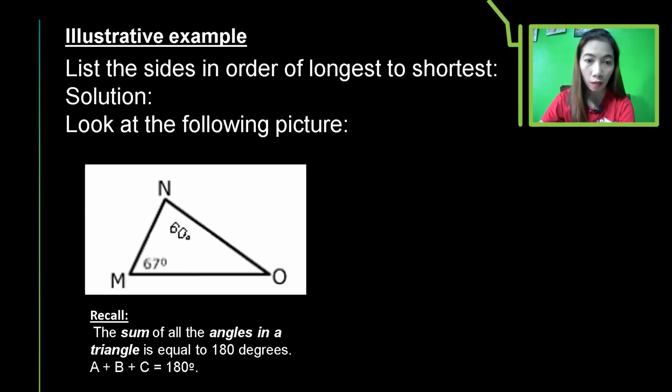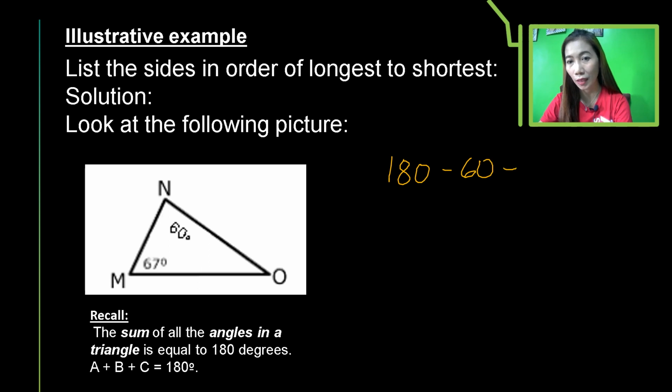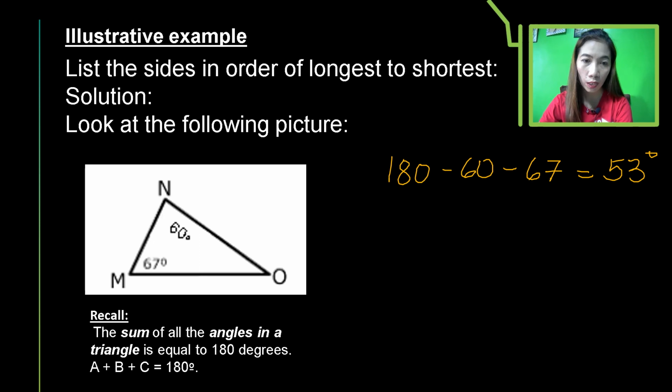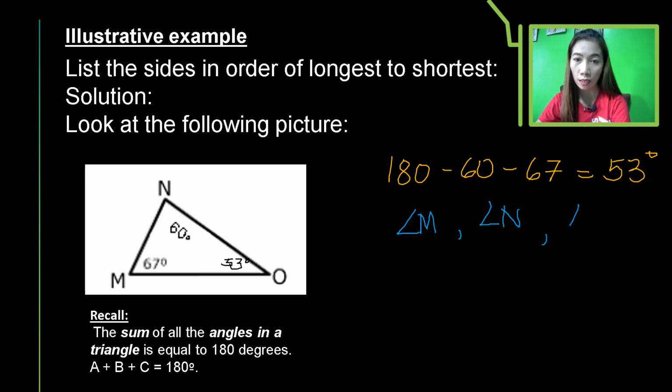So, to get the measure of angle O, ang gagawin lang natin is to subtract those two given measurements from 180. Okay, so it's like 180 minus 60 minus 67. So therefore, ang measure ng ating angle O is 53 degrees. Now, writing the angles from biggest to smallest. We'll start with the biggest, which is angle M, which is 67 degrees, followed by angle N, which is 60, and the smallest one is angle O.